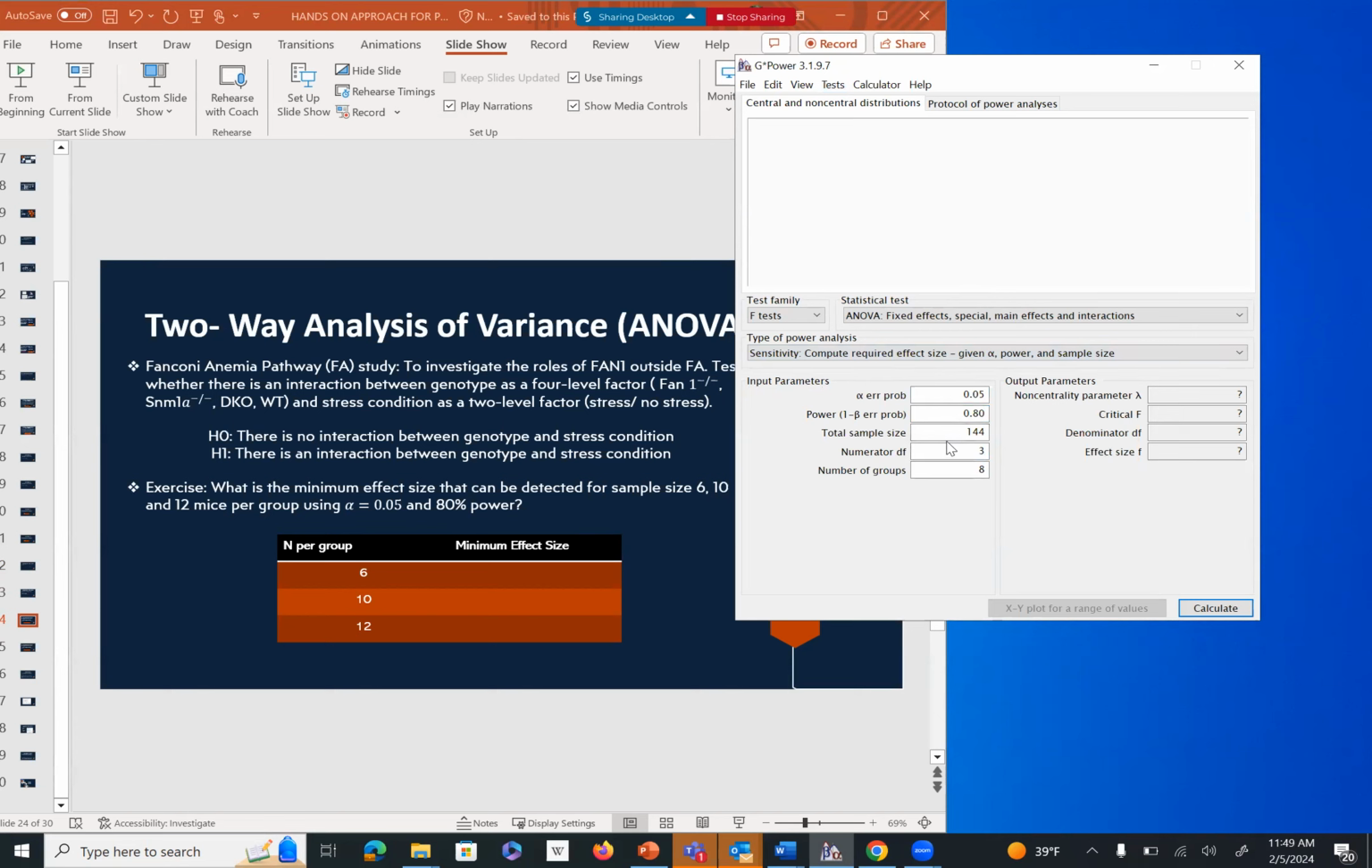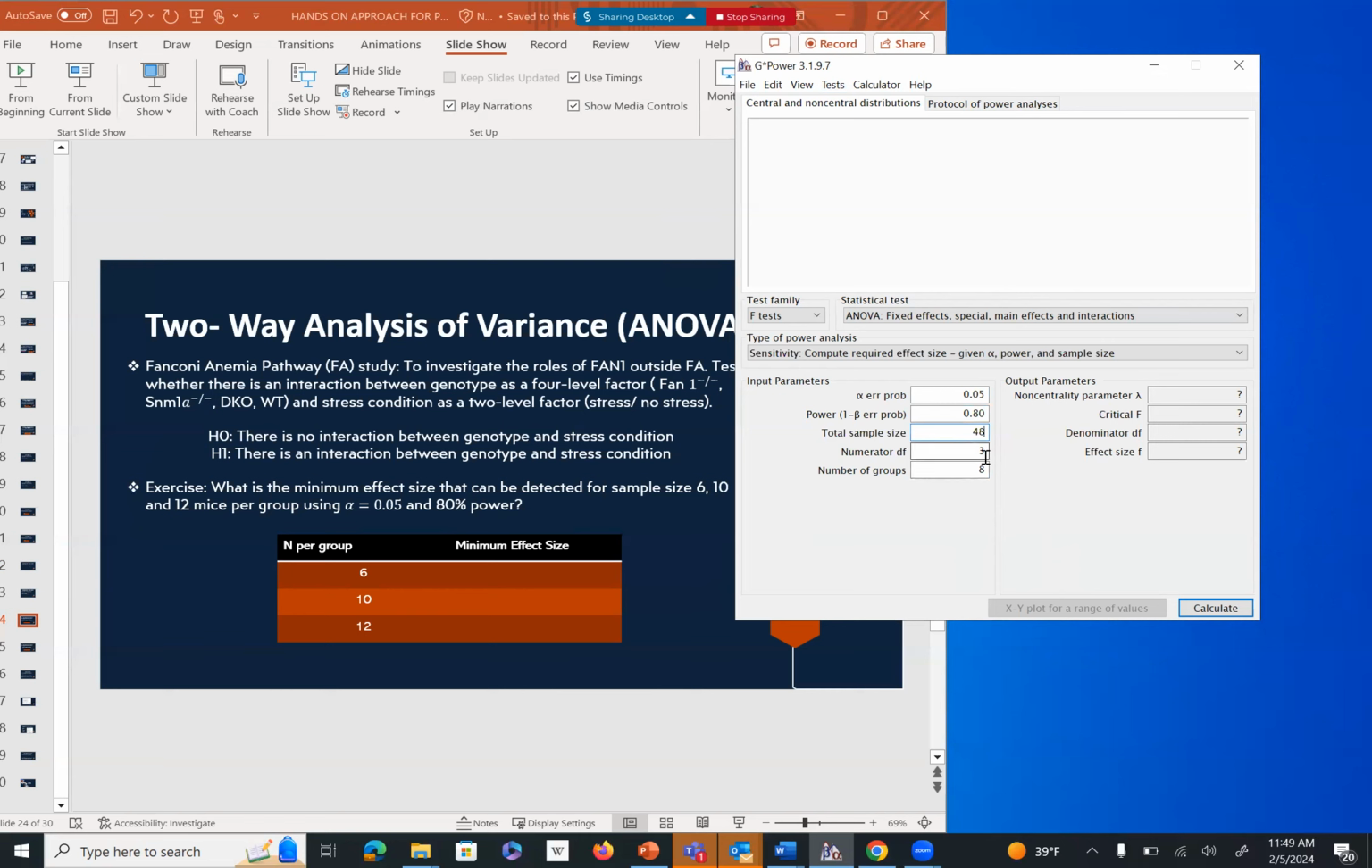So let's say we have six groups, 6 times 8, 48. So 48 is our total sample size. Our numerator, we're looking at the interaction.